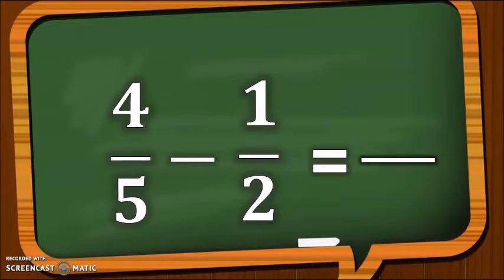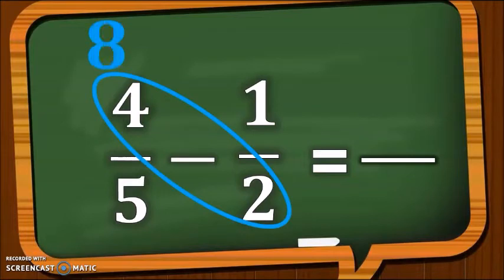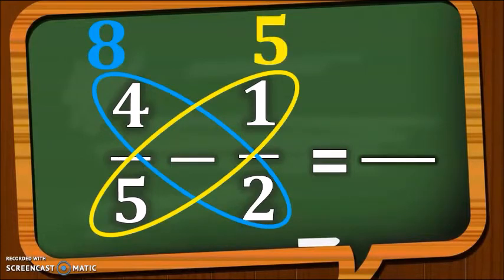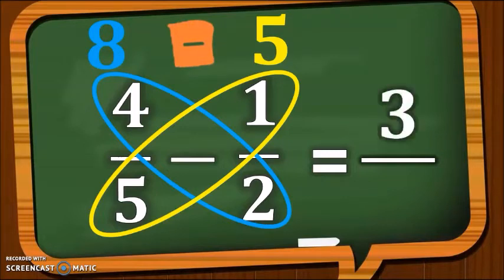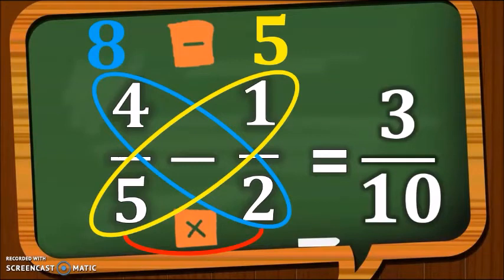Example number 3. Subtracting dissimilar fractions. In subtracting dissimilar fractions, we will just follow the same steps. Let's say you were given 4/5 minus 1/2. Cross multiply 4 and 2, the product is 8. And then cross multiply again 1 and 5, the product is 5. This time, we just have to use subtraction to find the difference of the given fractions. 8 minus 5 is equal to 3, and then multiply the denominators will give an answer of 10. Since 3 over 10 is already simplified, that will be our final answer.